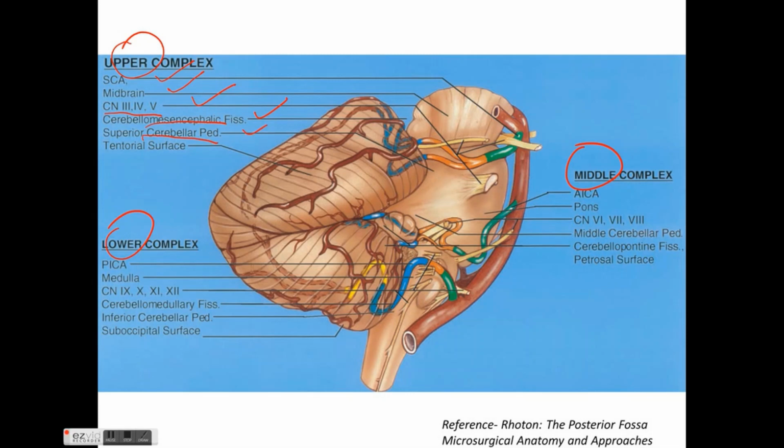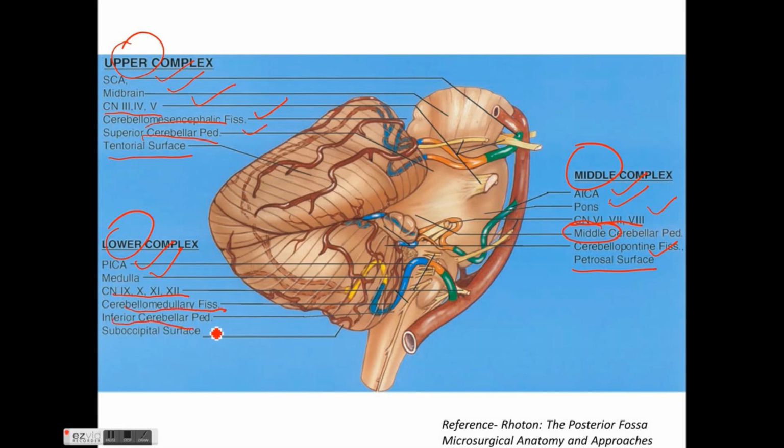In the middle complex, similarly, we have the ICA. The part of the brainstem associated with it is the pons. The cranial nerves are the 6th, 7th and 8th. The cerebellar peduncle is the middle cerebellar peduncle. The fissure is the cerebellopontine fissure, and the surface of the cerebellum is the petrosal surface. In the lower complex, we have the PICA, medulla, cranial nerves 9 to 12, the cerebellomedullary fissure, the inferior cerebellar peduncle, and the suboccipital surface of the cerebellum.